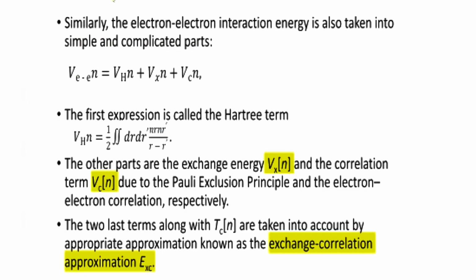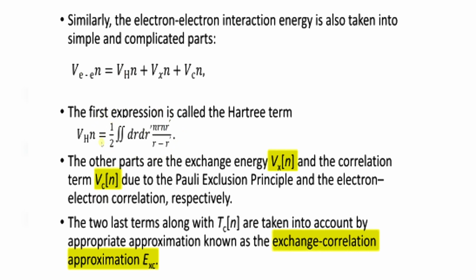Okay, so now moving on. The electron-electron interaction energy can also be taken into simple and complicated parts. When I talk about the electron-electron energy, we have VHN, VXN and VCN. VHN is called the Hartree term, and this Hartree term can be calculated through this equation: half double integration dr dr prime n(r) n(r prime) over |r minus r prime|. The other parts, VXN here represents the exchange energy, and VCN represents the correlation term. As you know again, the exchange and correlation terms are calculated through approximation methods, whereas VHN can be calculated by using this equation.